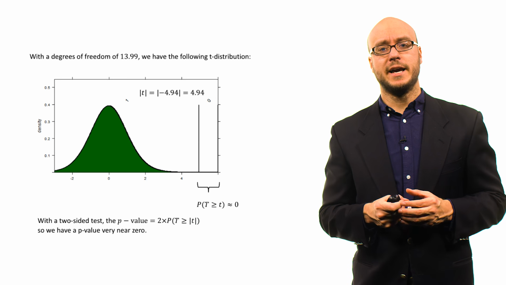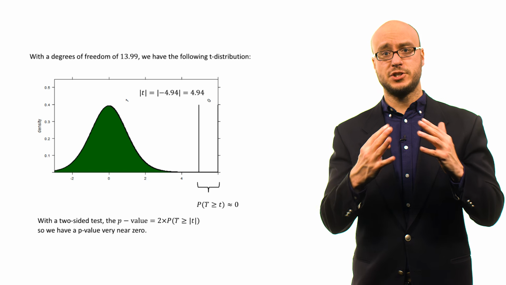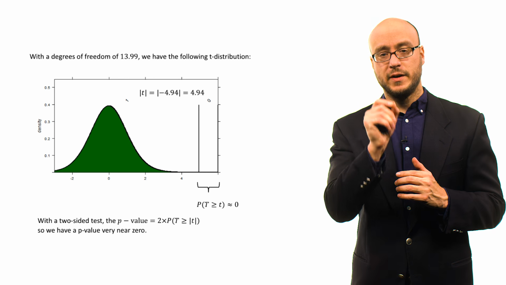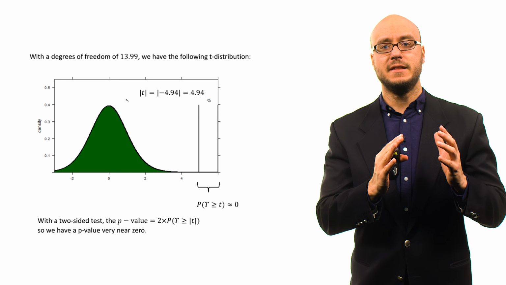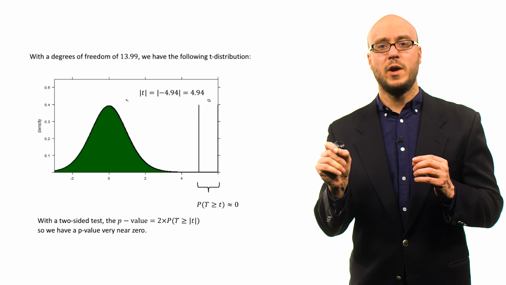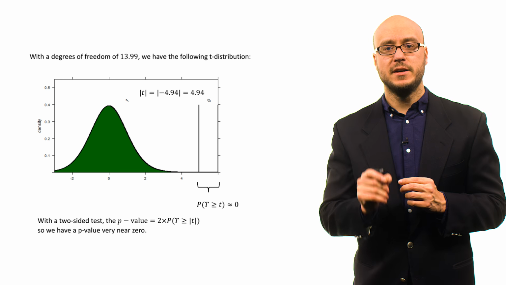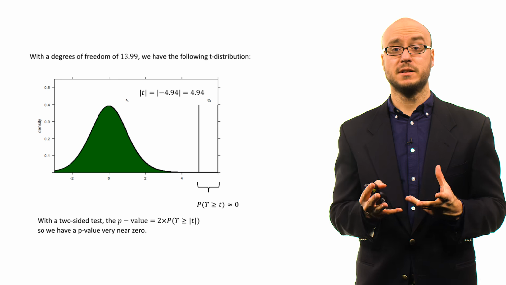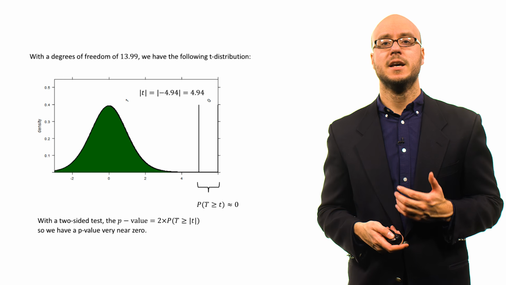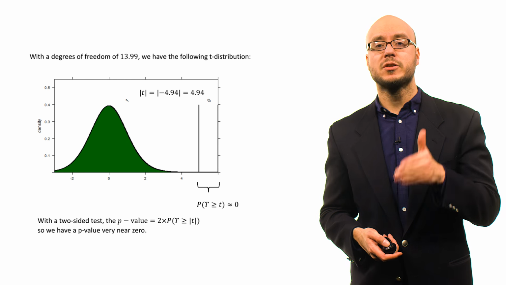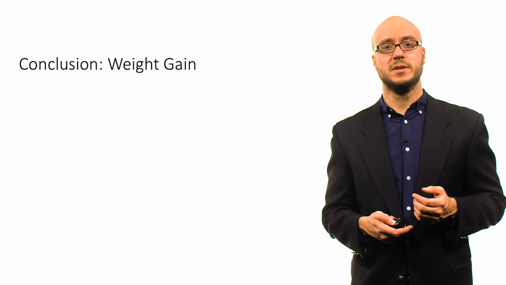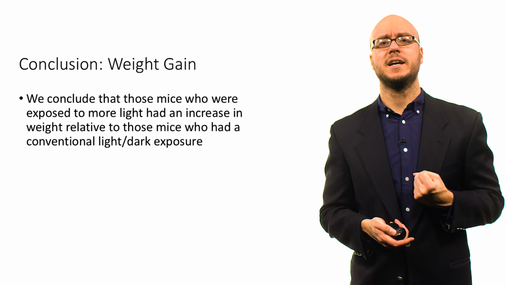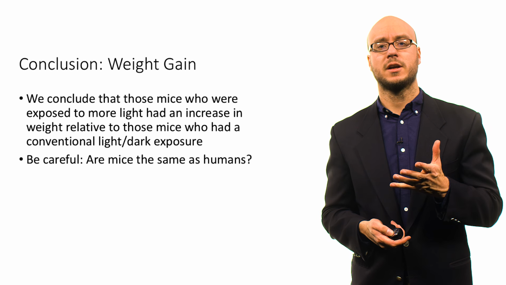This is what the p-value looks like on our t-distribution. This is the t-distribution based on 14 degrees of freedom. So if the null is true, we would expect that sampling distribution to be located way off on the side there. And then the p-value is way in the extreme tail. What that p-value suggests is that the probability of obtaining a test statistic as or more extreme than the one we obtained is almost 0. It's very low. So it's very unlikely that we would have obtained that test statistic under the assumption that the null is true, that the difference in population means is 0. So we conclude that those mice who were exposed to more light had an increase in weight gain relative to those mice who had a conventional light-dark exposure.